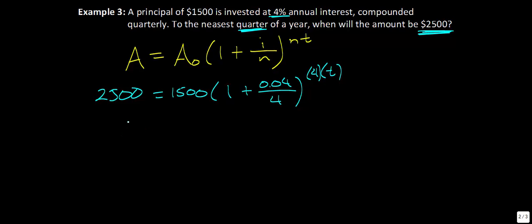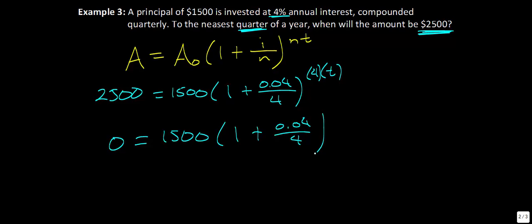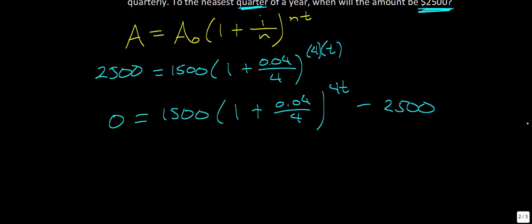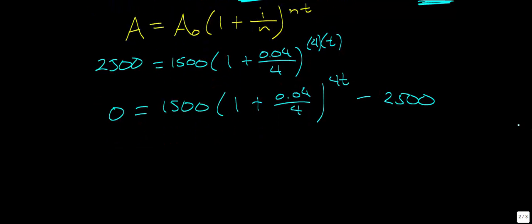So if we move the 2,500 over here, we will now have 0 is equal to 1,500, our brackets right here, and this raised to the power of 4t, minus 2,500. Okay. And now, I know in previous lessons I've shown you the work of me using Desmos to find this, but I'm going to ask that you now go and put this into Desmos.